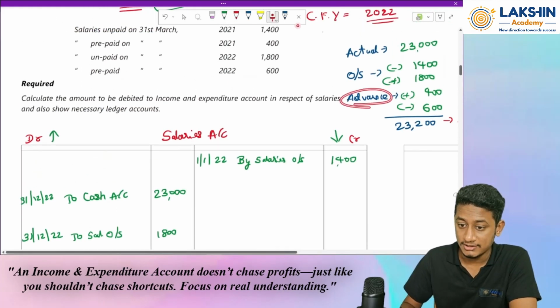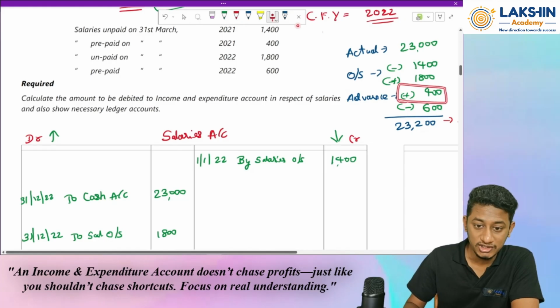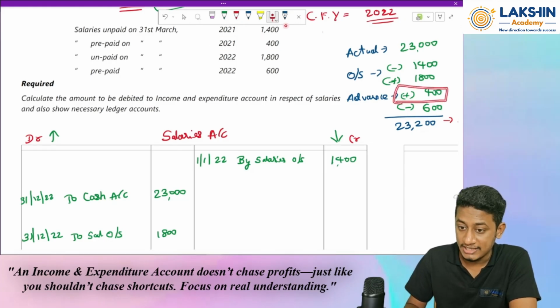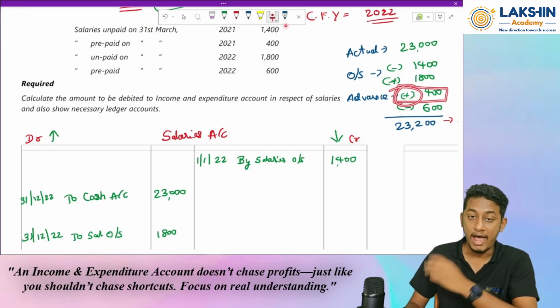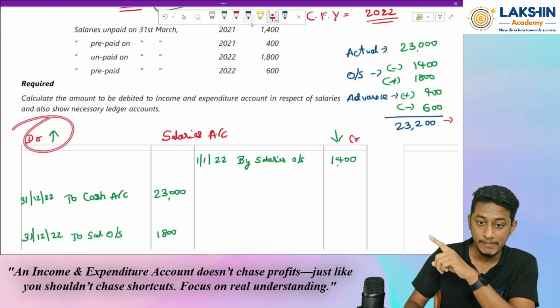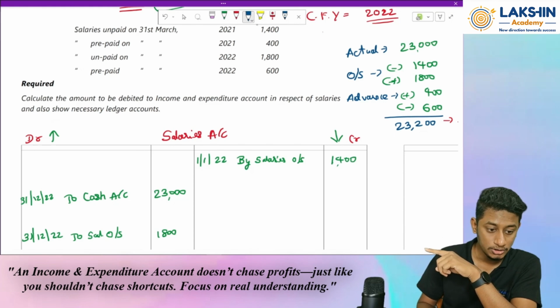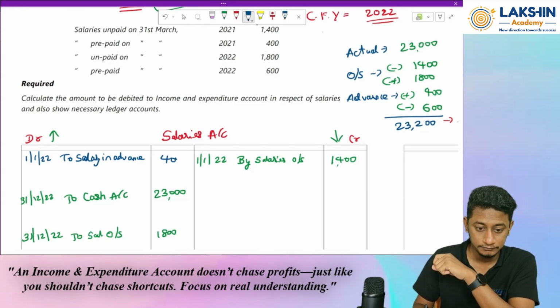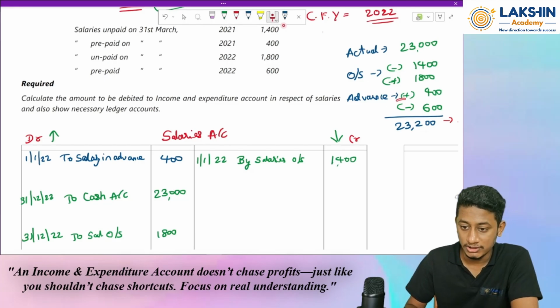Then after this, what else? Coming to my advance, 400 rupees was received in advance. When? For the financial year 21-22. So this has to be added, right? So whenever I need to add, I need to increase. So that means I will debit the entry. On 1st of Jan 22 to salary in advance, or advance salary, whatever you can write, no issues. Salary in advance, rupees how much? Rupees 400. Okay.